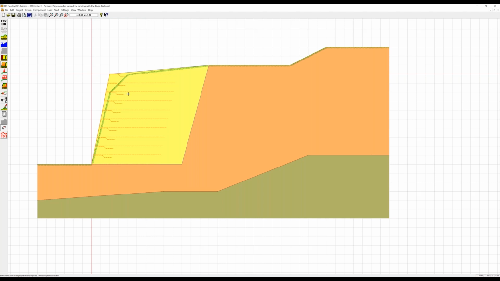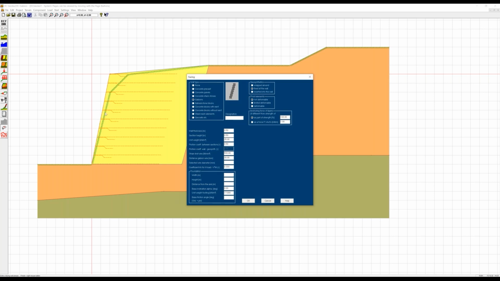Now this soil block may have a front wall. So we can define this at this edge at the front. And here we can select concrete precast elements, concrete panels, concrete stack stones, gabions, natural stone blocks, and so on, quite a number of types.